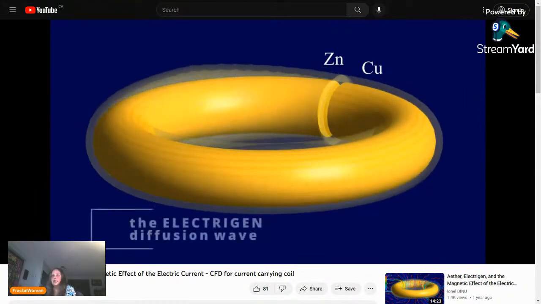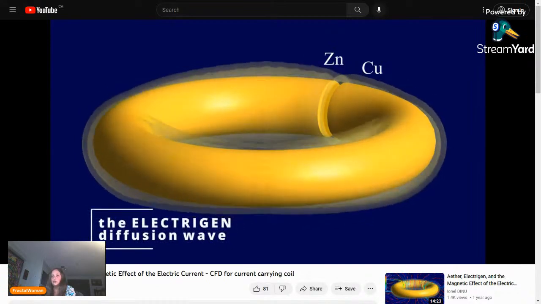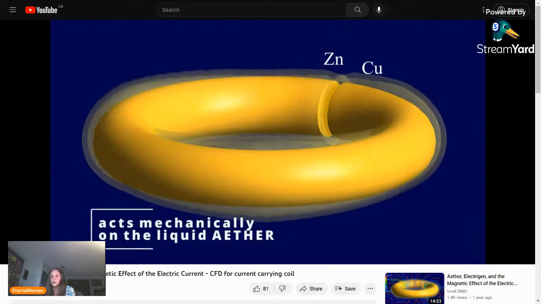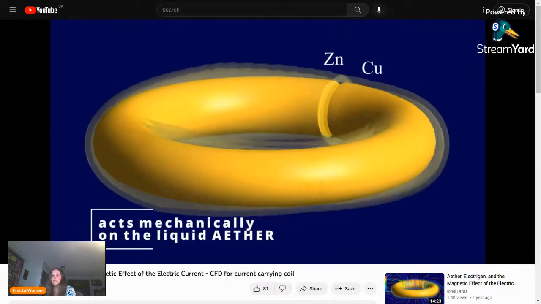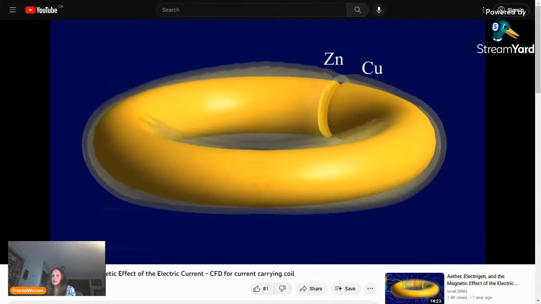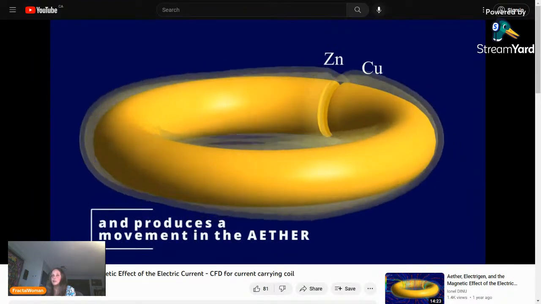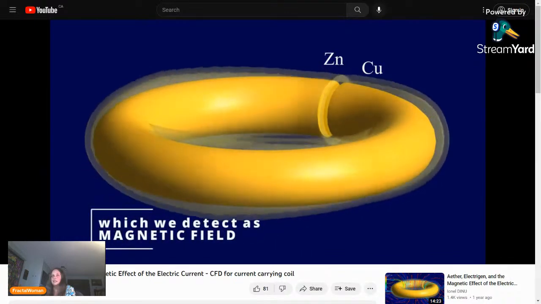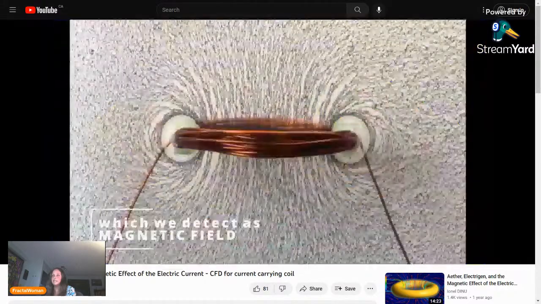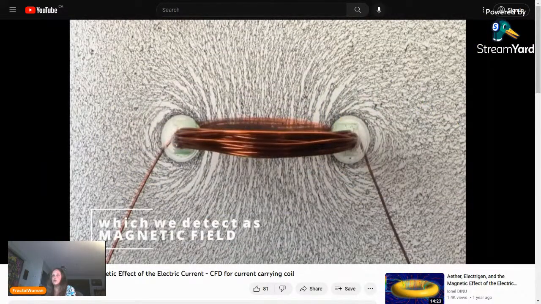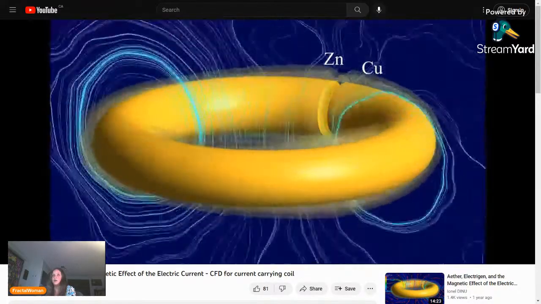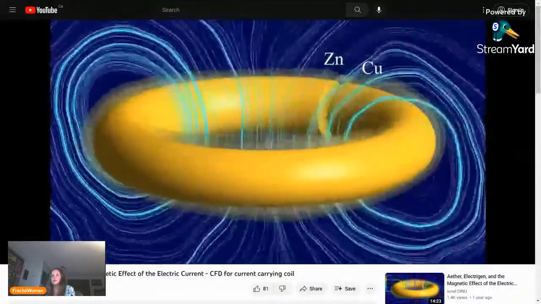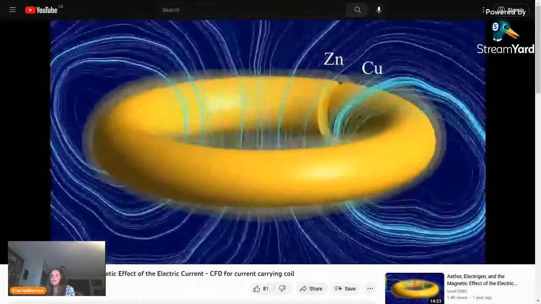Okay, and then the electrogen diffusion wave, eventually what that does is it creates circulation of the ether. Okay, so it acts mechanically on the liquid ether, and then you're going to see what happens, and it's really cool. Okay, this produces movement in the ether. Okay, and which we detect as the magnetic field. So what he's going to be showing is a simulation of what we see around the coil of wire. And so you can see these tubes are being formed, and this is in fact the magnetic field.